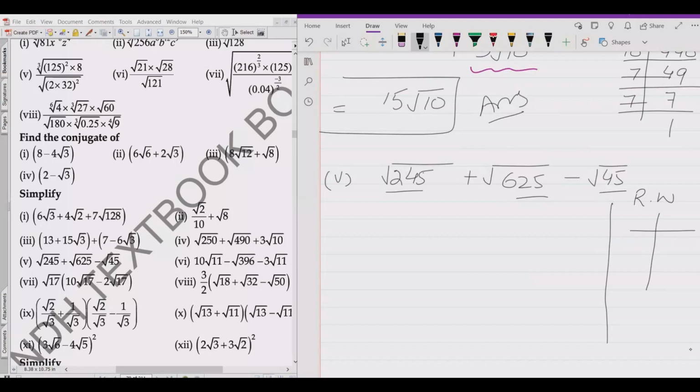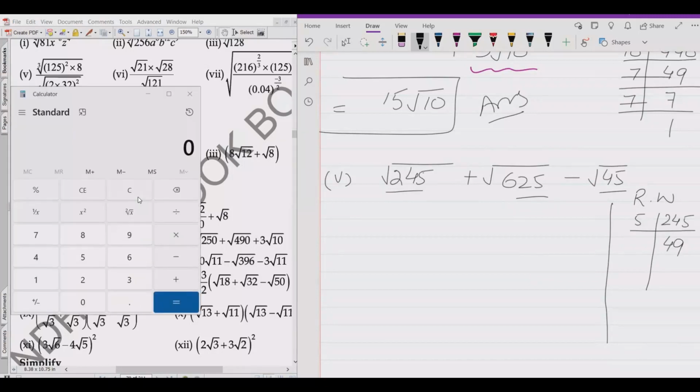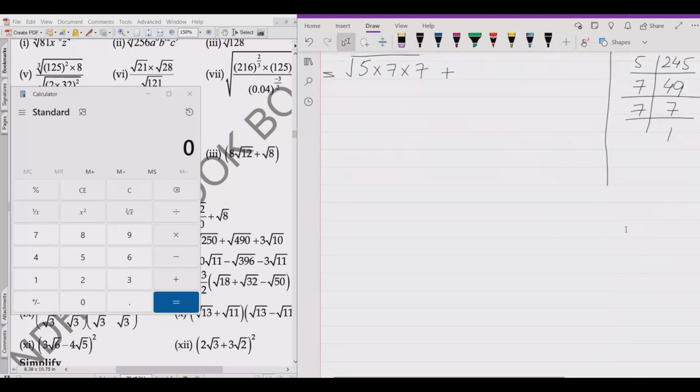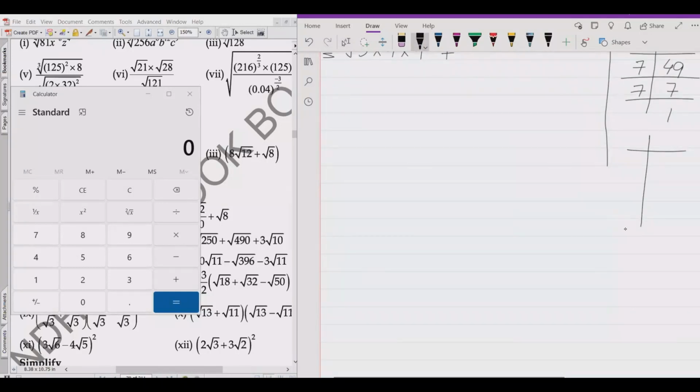Like first one is, okay, 5 4s are 20 and 5 9s are 45. And here we have 7 7s are 49, 7 1s are 7. So what we get here is 5 multiplied by 7 multiplied by 7. Now we have 625. So we will simplify this one.